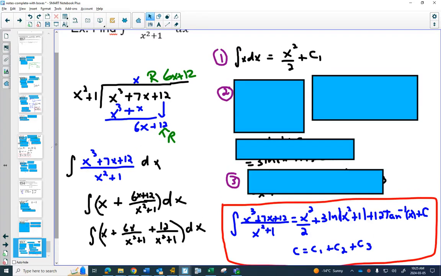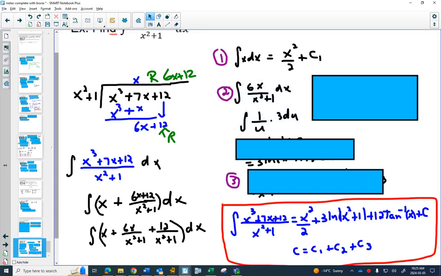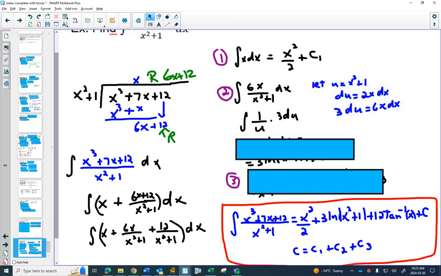Beautiful. Integral of x, that first one is just x squared over 2. The second one, the integral of 6x over x squared plus 1, is a nice substitution one. If you let u equal to x squared plus 1, then du would be 2x. We need to get a 6x, so we can multiply both sides by 3 and do our substitution, which nicely becomes 3 natural log of u, which u was x squared plus 1.